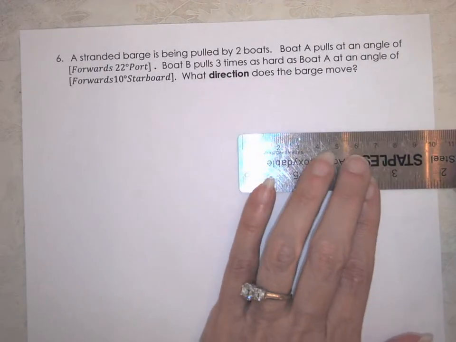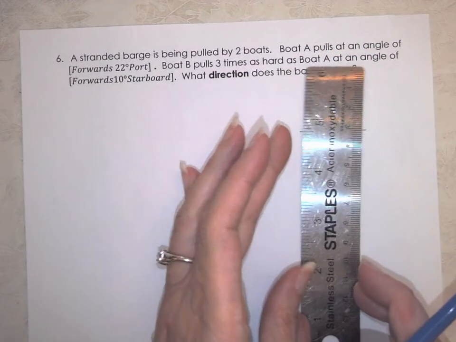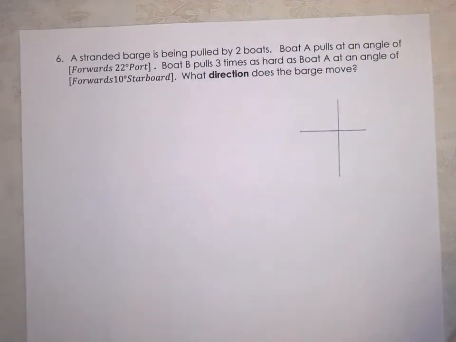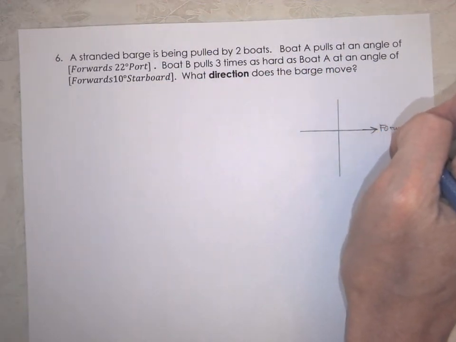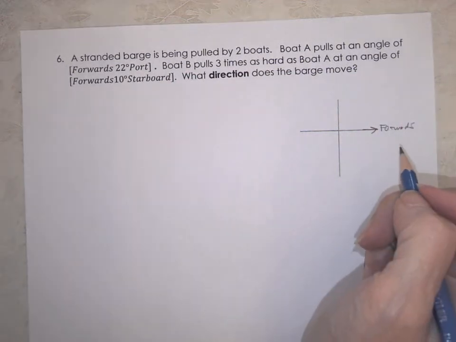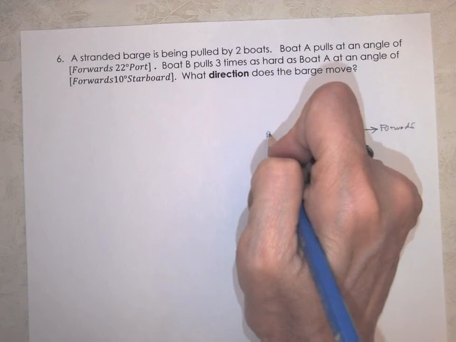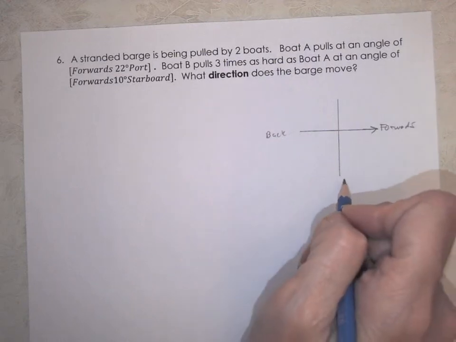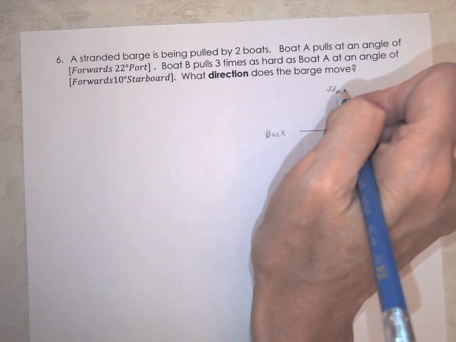Okay, so first of all, let's make our compass. So if this is forwards, then this is back. And this is port, and this is starboard.